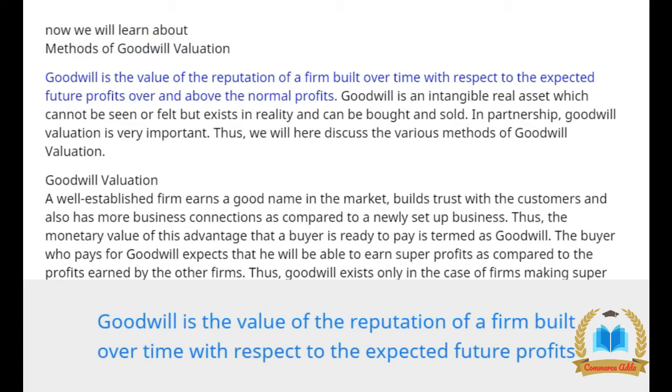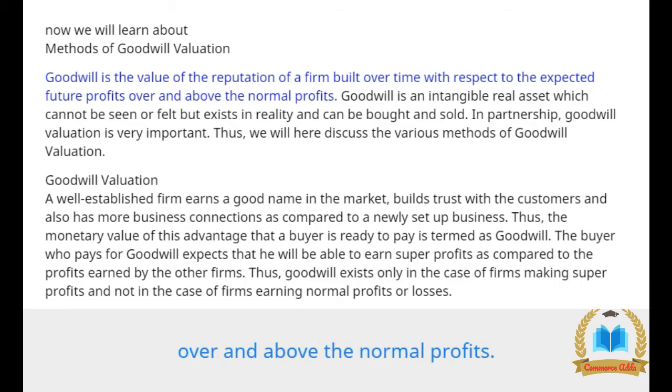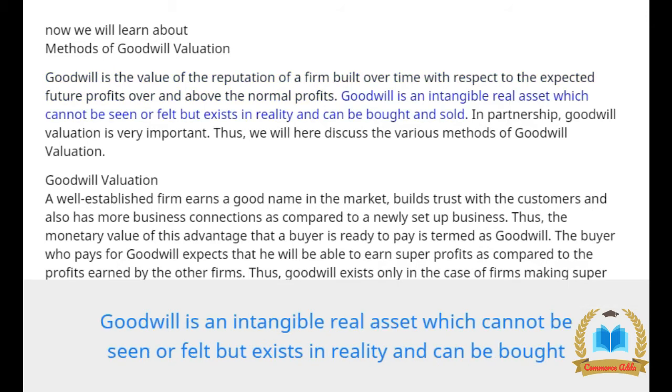Goodwill is the value of the reputation of a firm built over time with respect to the expected future profits over and above the normal profits. Goodwill is an intangible real asset which cannot be seen or felt but exists in reality and can be bought and sold.